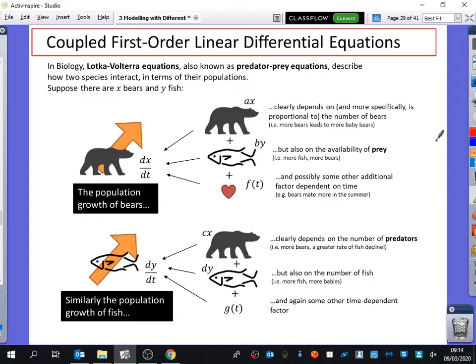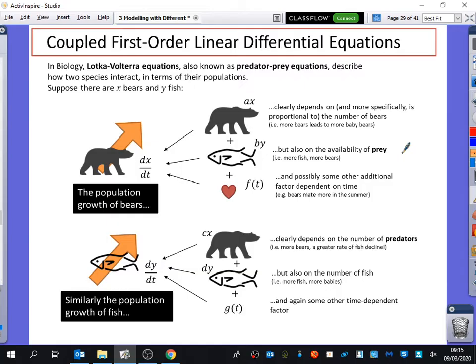It's also going to be proportional to how many fish there are, because we know that the populations of bears and fish in this scenario are going to be related to each other because the bears eat the fish. So it's also going to depend on some factor of y, which is how many fish there are, because it depends on how available the prey is. If there's more fish, then there can be more bears because there's more food for them to eat.